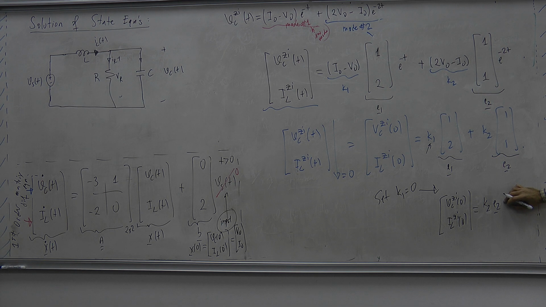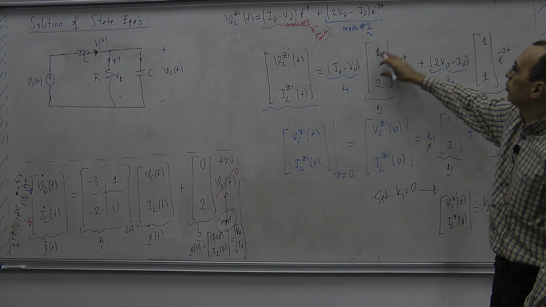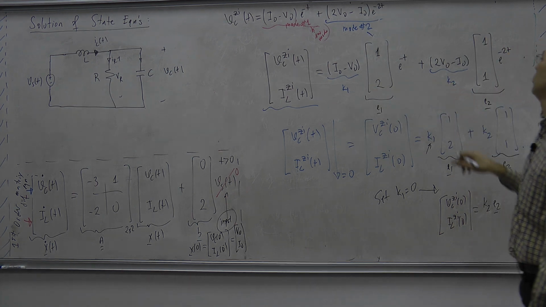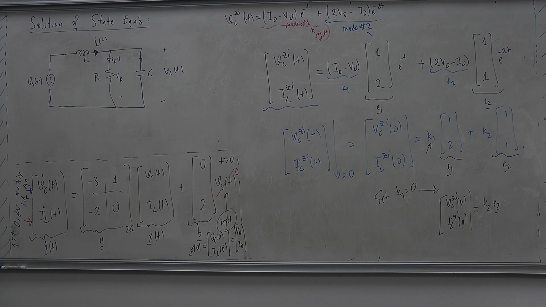So if you select your initial condition as the second eigenvector, then you are exciting this mode. If you select your initial condition as the first eigenvector, for example, the 1, 2 vector, clearly then K1 is equal to 1, K2 is equal to 0 in the solution, and you are done. Okay?